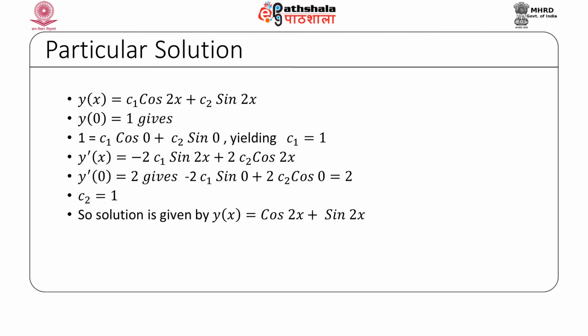We differentiate y with respect to x. So, y'(x) is minus 2 c1 sin 2x plus 2 c2 cos 2x. In this we put x equal to 0 to get the value of the derivative at x equal to 0. So, y'(0) is 2. We get minus 2 c1 sin 0 plus 2 c2 cos 0 is 2, and cos 0 is 1 and sin 0 is 0. So, the first term becomes 0, we get 2 c2 into 1 is 2, giving us c2 is 1, and so the solution is given by y(x) equal to cos 2x plus sin 2x.